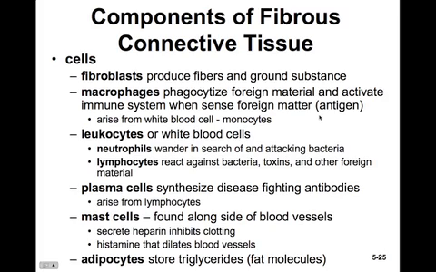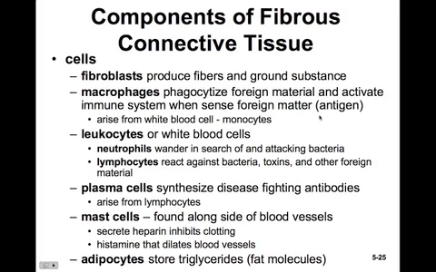Among the leukocytes, or white blood cells, we'll see neutrophils. They'll wander and search and attack bacteria. There are lymphocytes, which react against bacteria and toxins and other foreign material. And then we'll see plasma cells. Plasma cells synthesize disease-fighting antibodies. These also arise from lymphocytes.